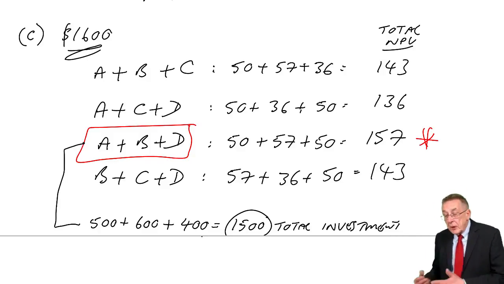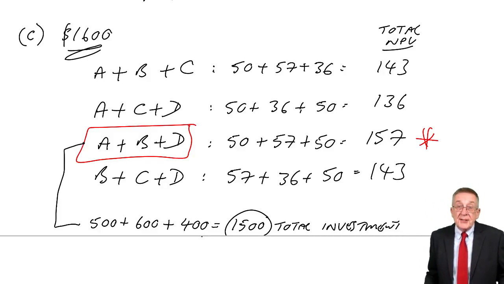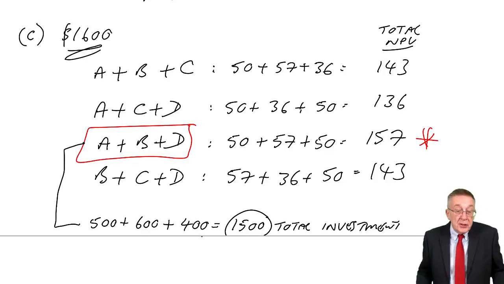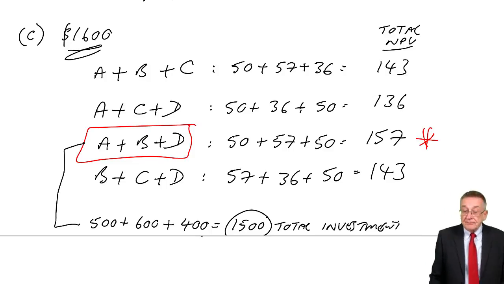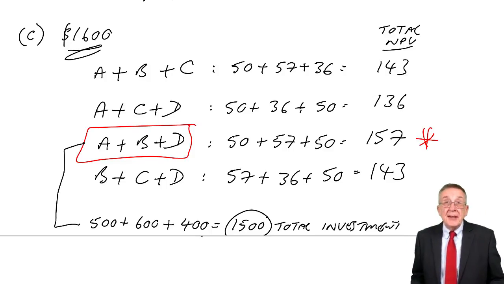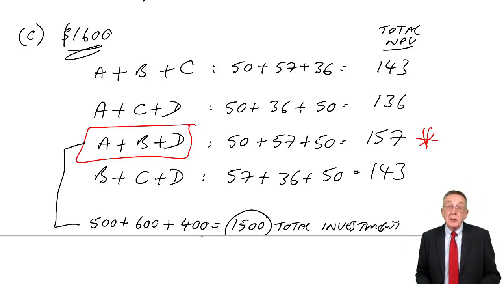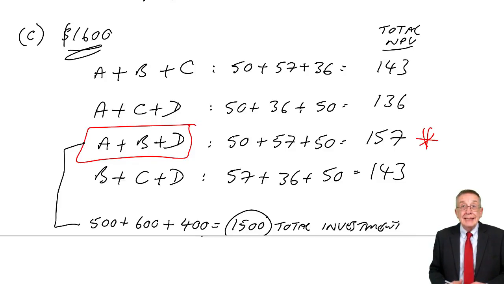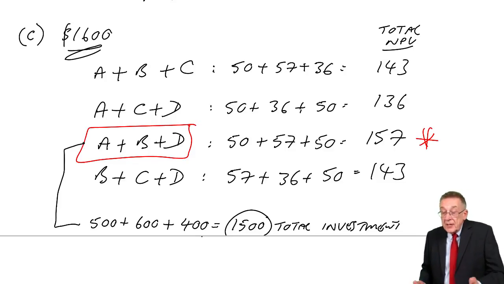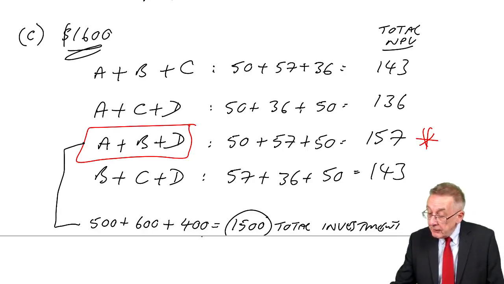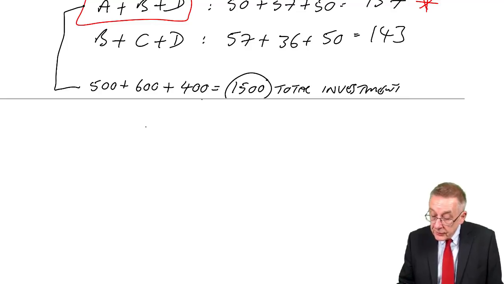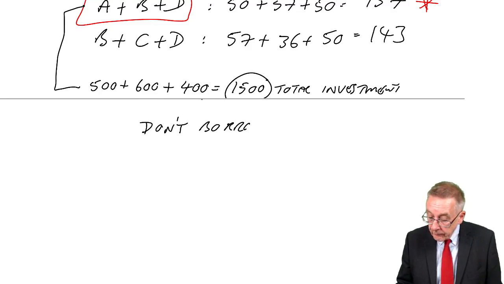So if we haven't got the money and we're going to borrow it, well, there's no point in borrowing 1,600 when you only need 1,500. You only borrow 1,500. I say again, even if the money's in the bank, it's effectively being borrowed from shareholders. It's their money. And so if you don't need it, give it back to shareholders, give them a dividend. So the answer is here, don't borrow the other 100.